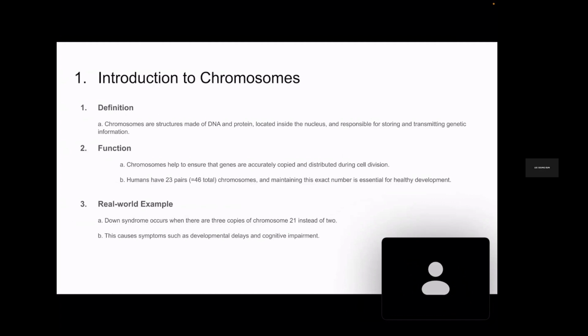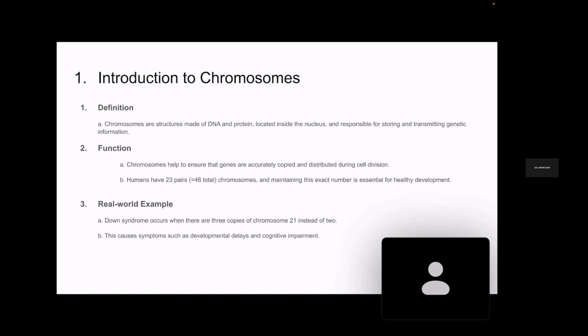The function is to help ensure that genes are acquired, copied, and distributed during cell division. Humans have 23 pairs of chromosomes, and maintaining this exact number is essential for healthy development.